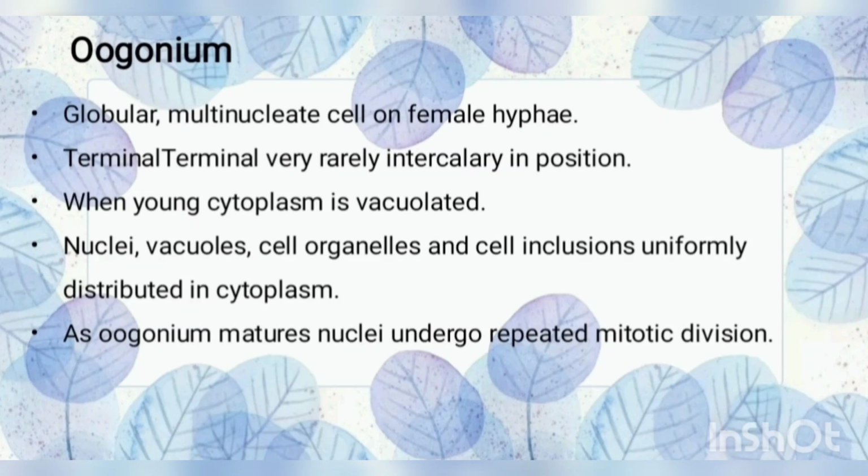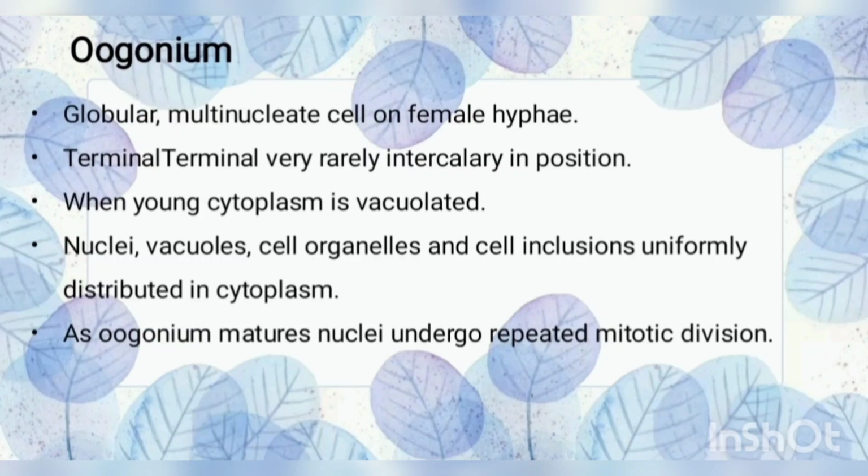The oogonium is a globular multinucleated cell which is formed on the female hypha. It is borne terminally and is very rarely seen in the intercalary position. So where is it seen? At the tip of the hypha, the terminal position. When it is young, the cytoplasm is vacuolated and the nuclei, vacuoles, cell organelles and cell inclusions are uniformly distributed in the cytoplasm. As the oogonium matures, the nuclei undergo repeated mitotic division.